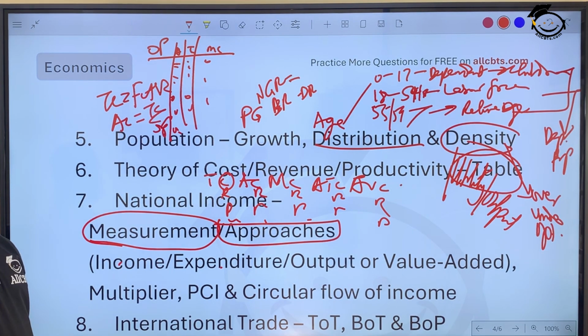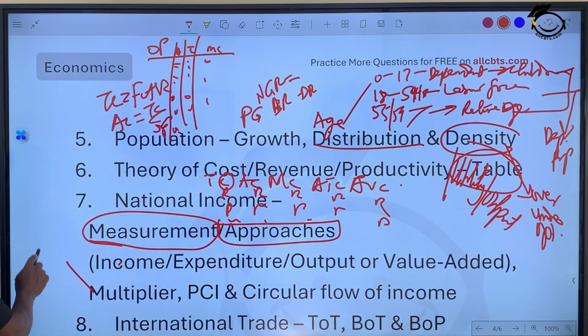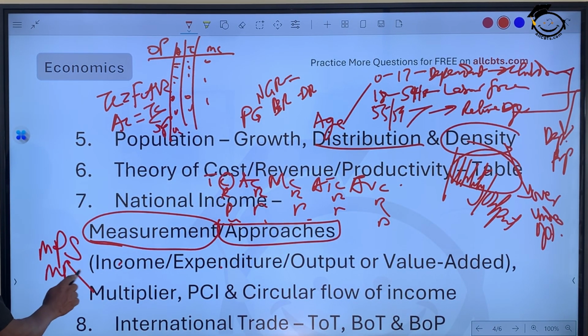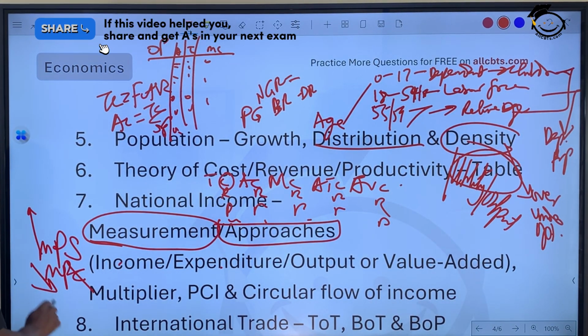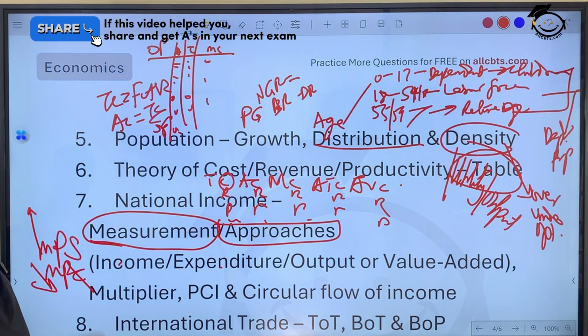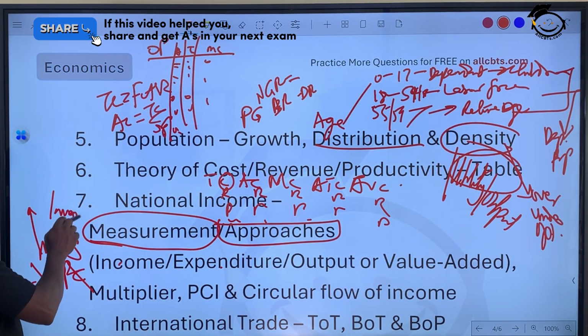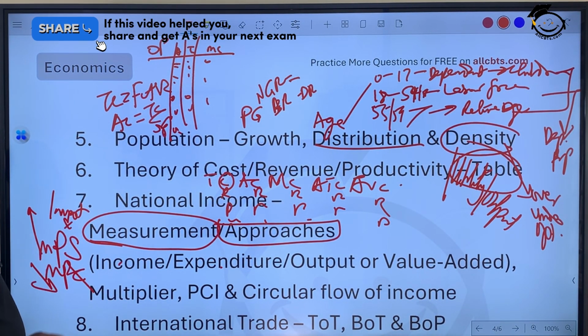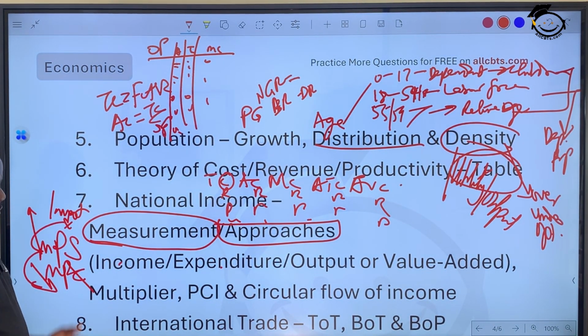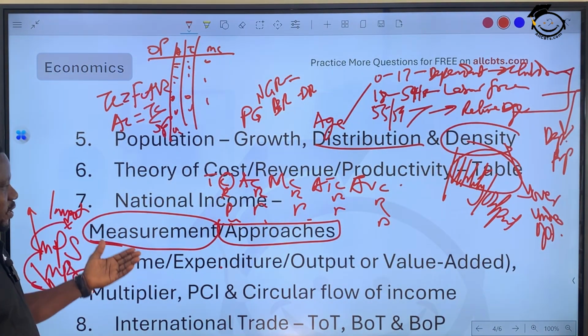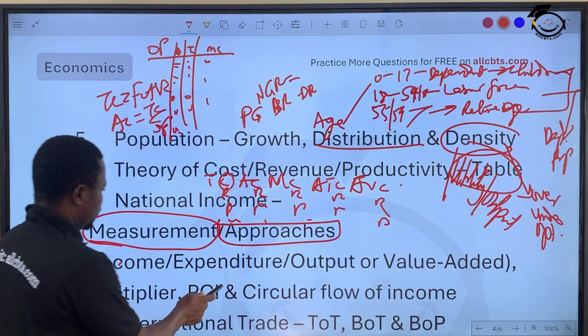Are you with me? So we have the MPC and we have the MPS: marginal propensity to consume and marginal propensity to save. And you know, the more you save, the less you consume. And when you do investment, your investment has multiplier effects on both the savings and the consumption. So these are what to calculate in national income. Then you can also be asked PCI.